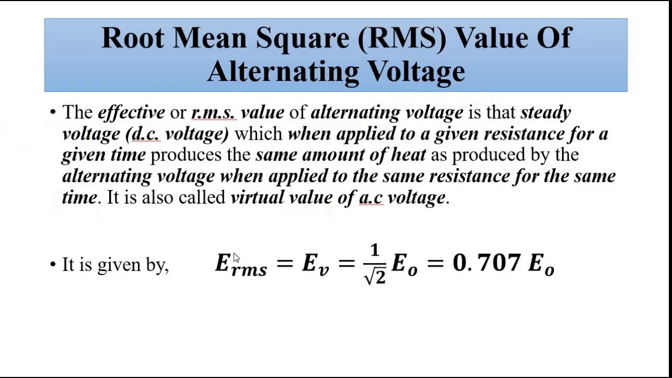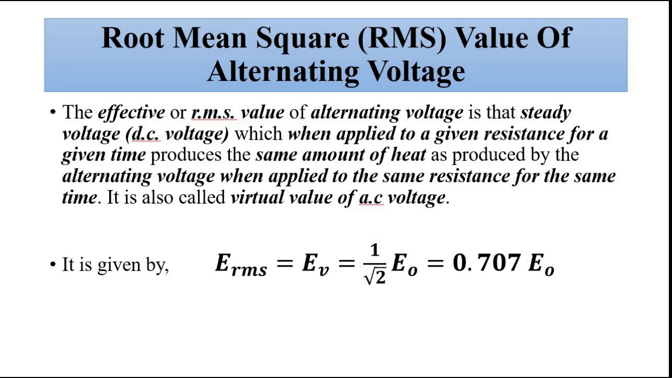Then after the mean value or average value, there is the root mean square value, the RMS value of alternating voltage and current. It is also called the effective value or virtual value of alternating voltage and current. The definition is: the effective or RMS value of alternating voltage is that steady voltage, a DC voltage, which when applied to a given resistance, a purely resistive circuit, for a given period of time produces the same amount of heat as is produced by the alternating current when applied to the same resistance for the same time.